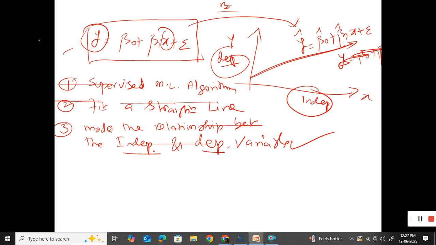What is the y? Y is the predicted value, which is nothing but the dependent variable, right? This is nothing but the dependent variable, or the predicted value.